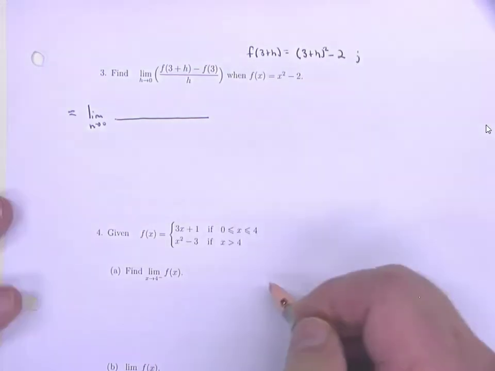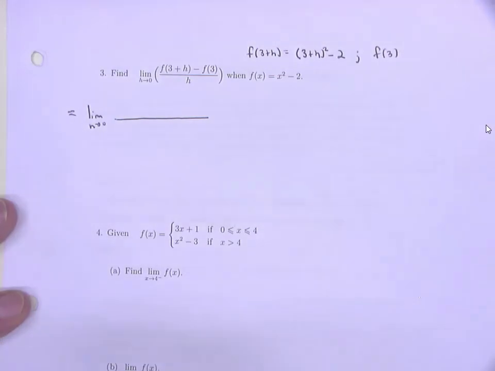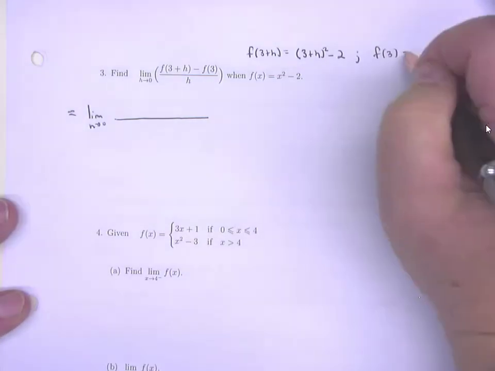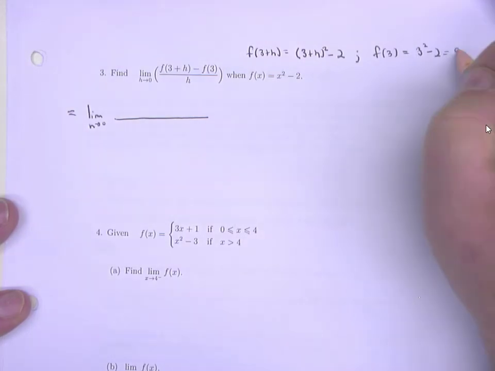And the other thing I need for this problem is what f of 3 is. A little colon there, and let's calculate f of 3. Now, 3 is inside the parentheses, so I'm going to replace the x with 3. This will be equal to 3 squared minus 2. This is nothing but a number. 3 squared is 9, minus 2 is 7.